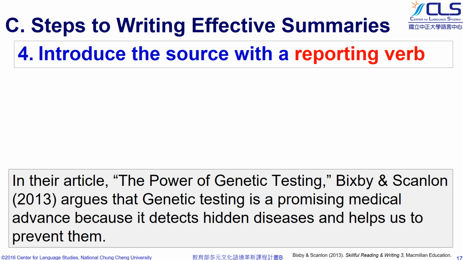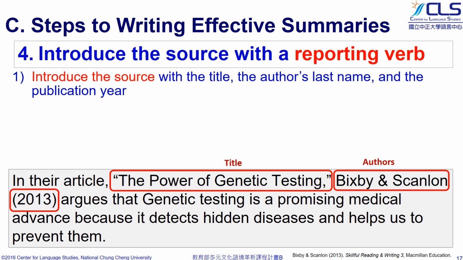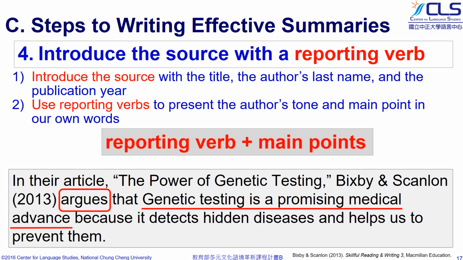Next, with the help of the outline, we can now be more confident in crafting a statement to introduce the source in our summary. This statement should refer to the title of the source, the author's last name, and the publication year. Also, we need a reporting verb to report on the author's tone and main point. For example, from our reading, we know that the author seems rather positive about the power of genetic testing, so we can use a strong reporting verb such as argue to express our interpretation of the author's tone, followed up by the author's main point in our own words.